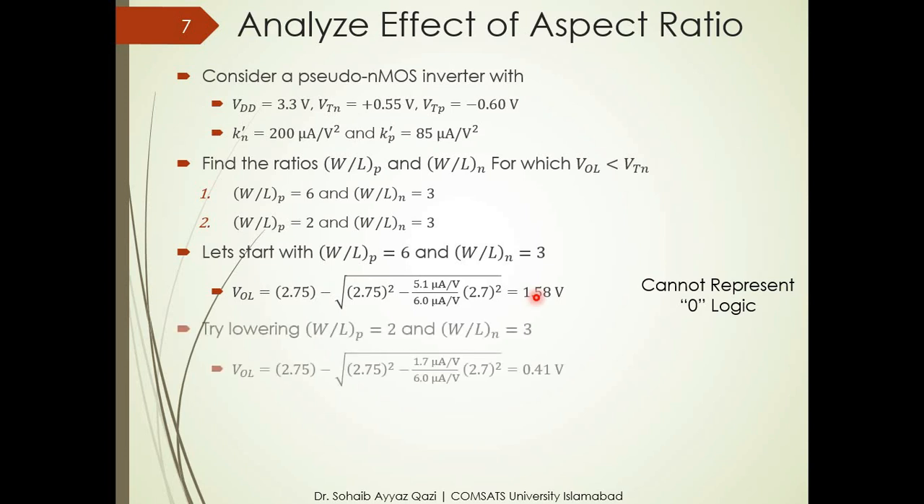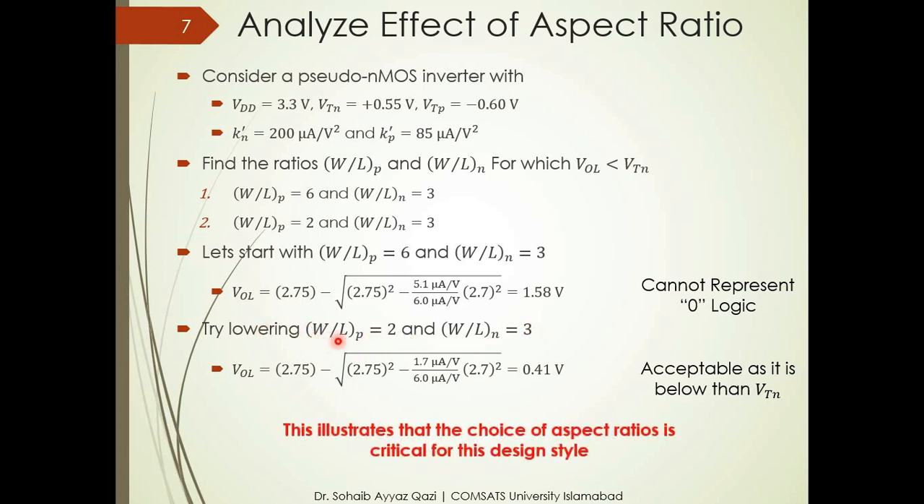But if we consider case 2, where our PMOS is lower than our nMOS, when we solve this expression for our VOL, we will get 0.41 volts. And this is very acceptable, as it is below VTN. So we have to choose the ratio of PMOS less than the ratio of nMOS. So we have to choose this second case.